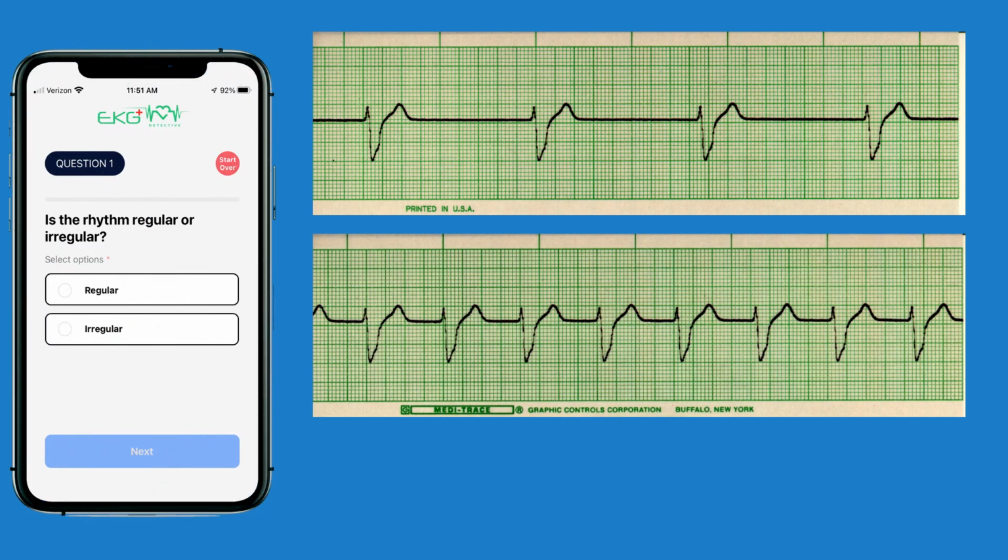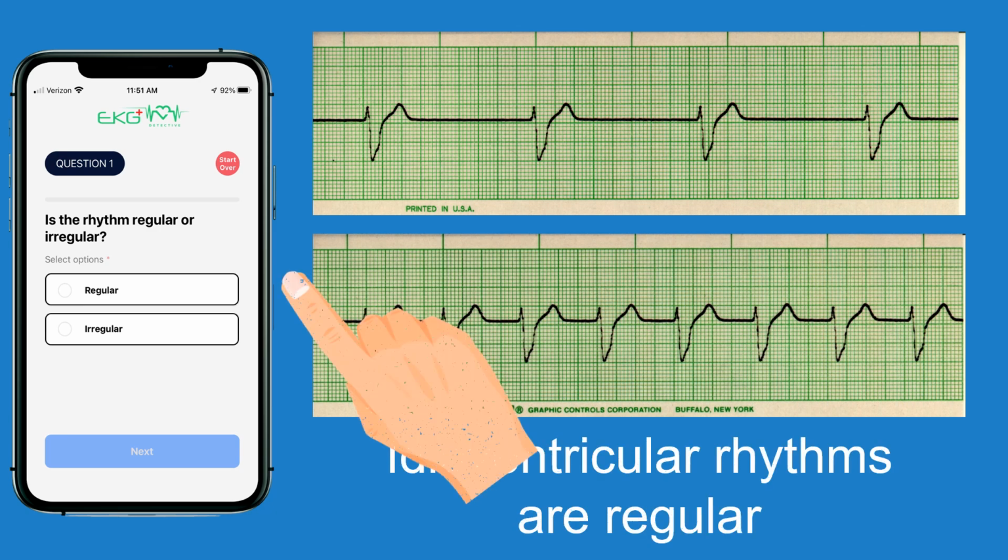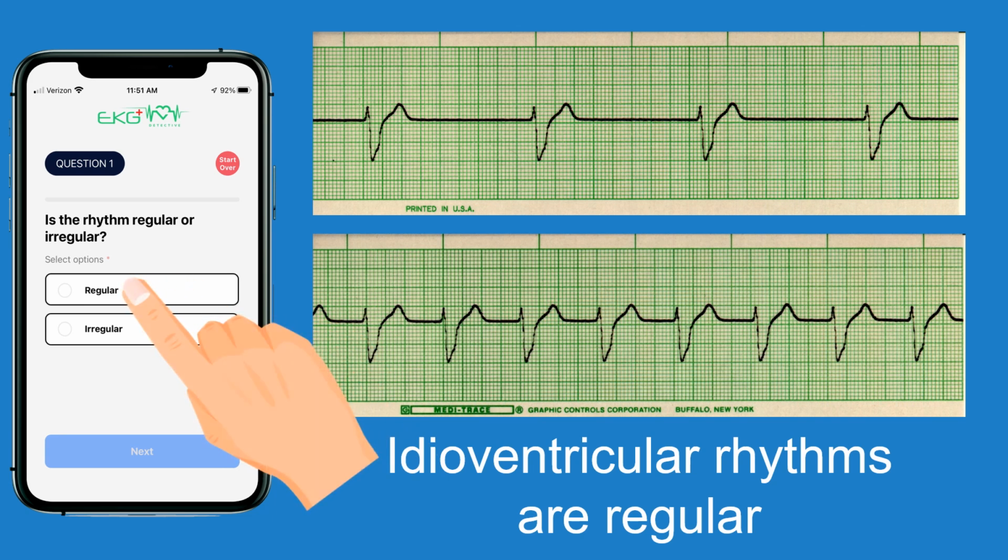So when we open up the EKG Detective app and look at the first question, which is, is the rhythm regular or irregular, we notice the rhythms are regular, and that's going to be the case with idioventricular rhythms. So with that, we will go to the app, we will select regular, and then we'll hit next to go to the next screen.